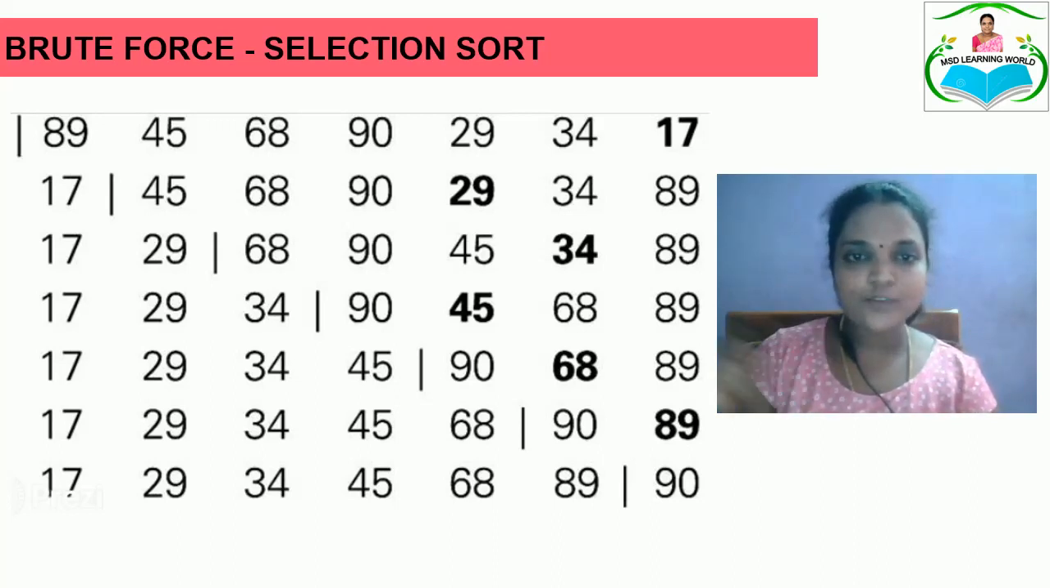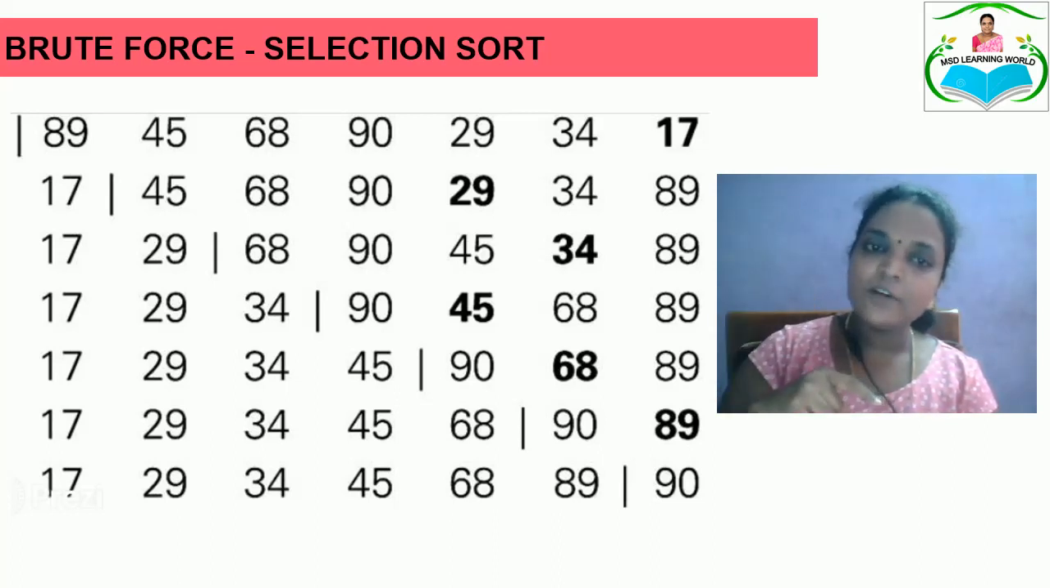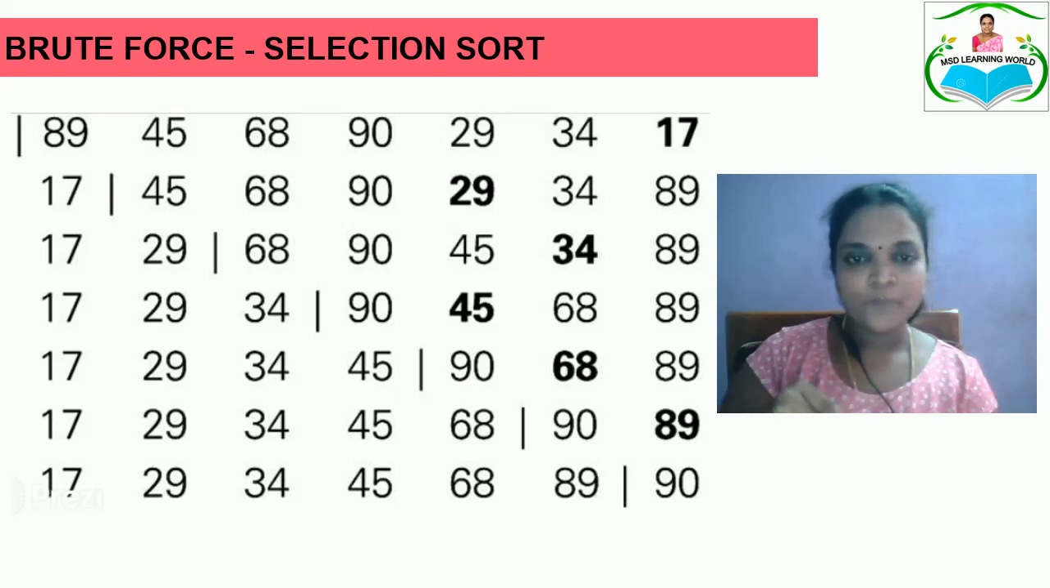Now, from 68 to 89, the minimum element is 34. The 34 element is selected and it is placed as the third element after 29. Now, in the right sublist of 4 elements, 45 is the smallest element which is selected and it is placed as the fourth element after 34. So, now the left sublist contains 4 elements and the right contains 3 elements.